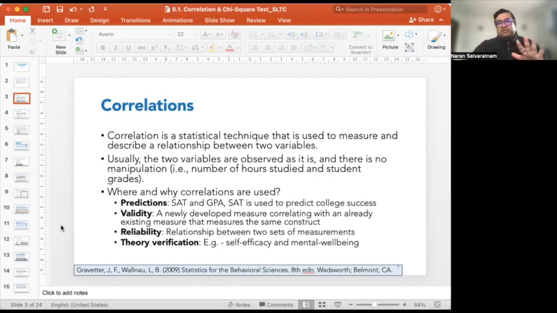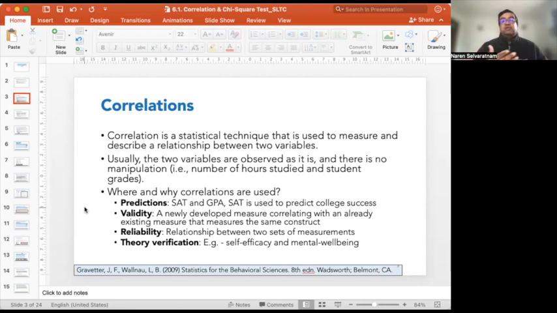So in correlations, we usually consider only two variables. Here I have given the number of hours studied and the student grade. So why exactly do we use correlations?